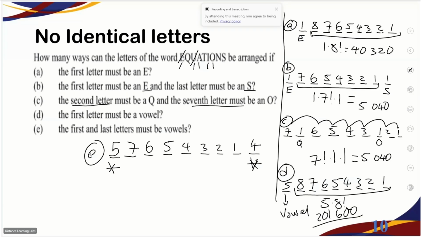Product of descending natural numbers from n to 1 is called a factorial. Therefore, we'll have 5 multiplied by 7 factorial multiplied by 4. Then this gives us 100,800. Meaning they can be arranged in 100,800 ways if they are to start and end with a vowel.